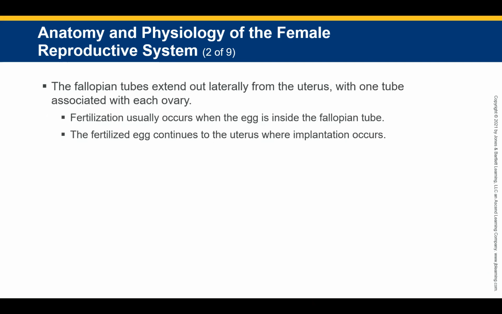The fallopian tubes extend out laterally from the uterus with 1 tube associated with each ovary. Fertilization usually occurs when the egg is inside the fallopian tube. The fertilized egg then continues to the uterus where, if implantation occurs, it develops into an embryo and then the fetus and grows until the time of delivery.